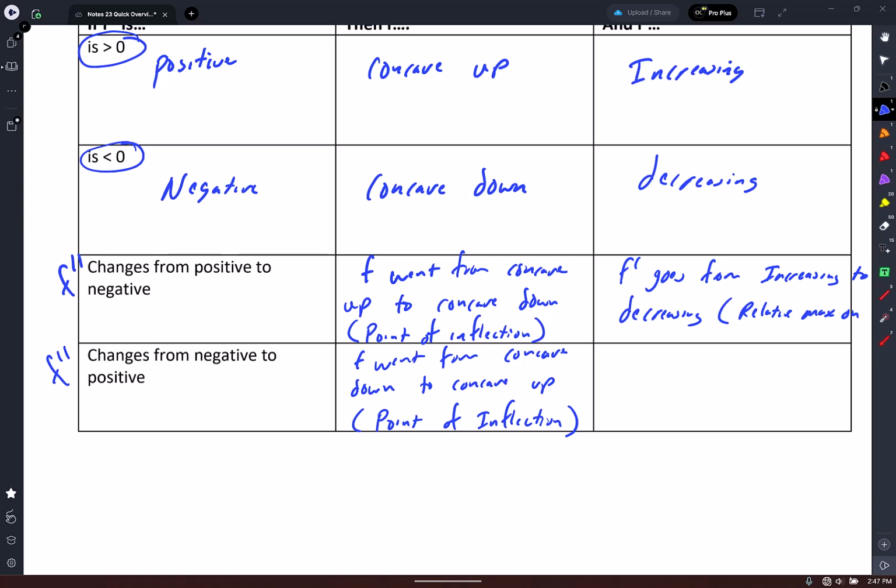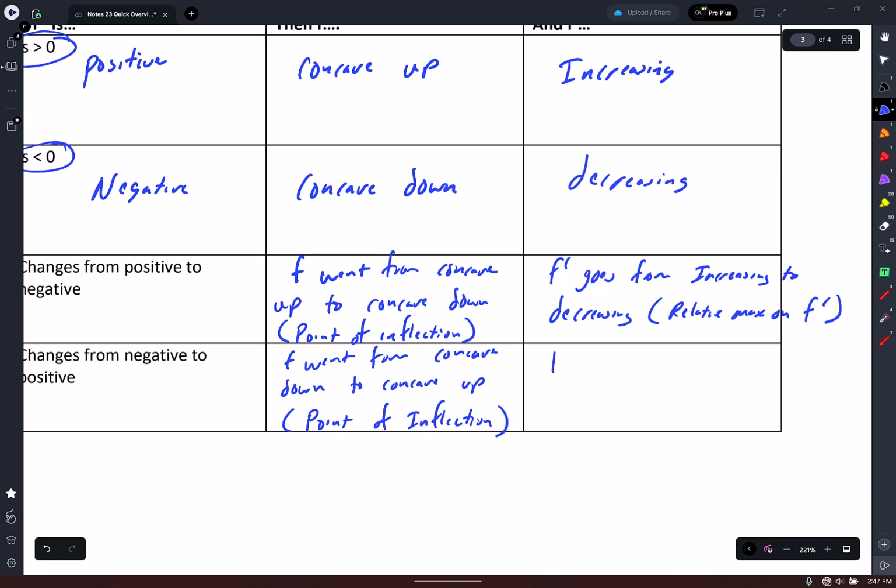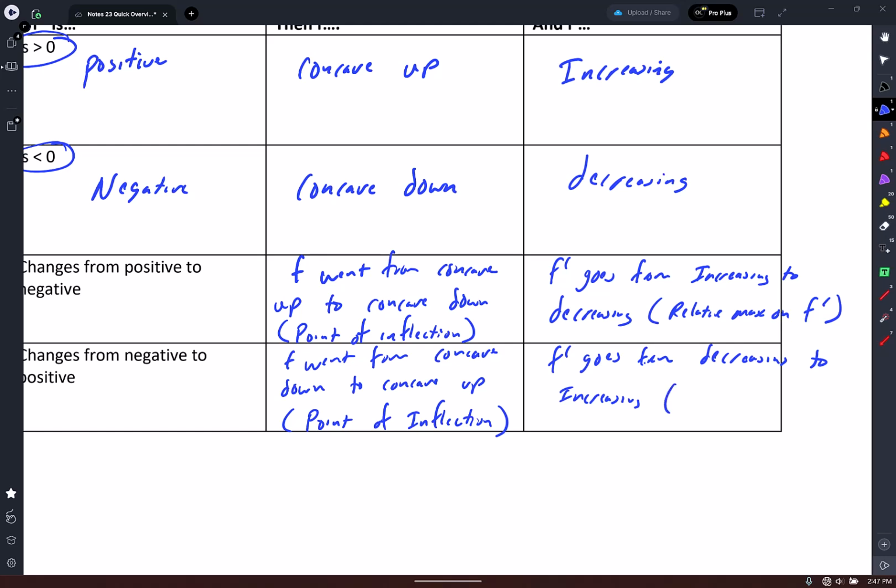If f prime prime changes from negative to positive, what does that mean about f prime? F prime goes from decreasing to increasing, which is a what on f prime? Relative min, but not on f, on what? Relative min on f prime. How do we feel now?